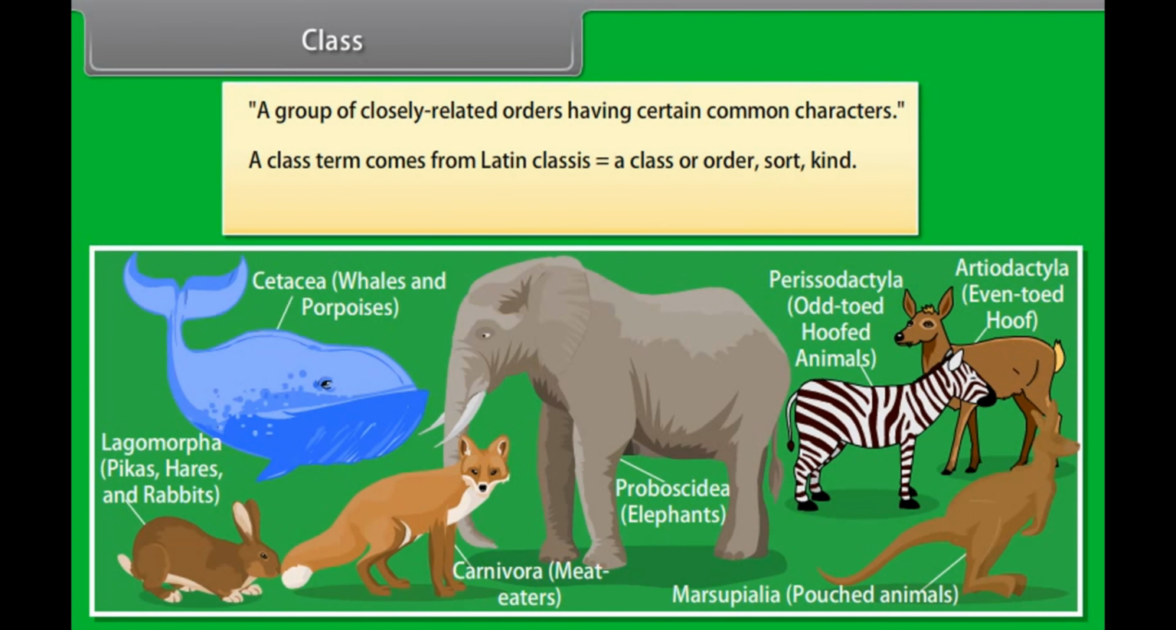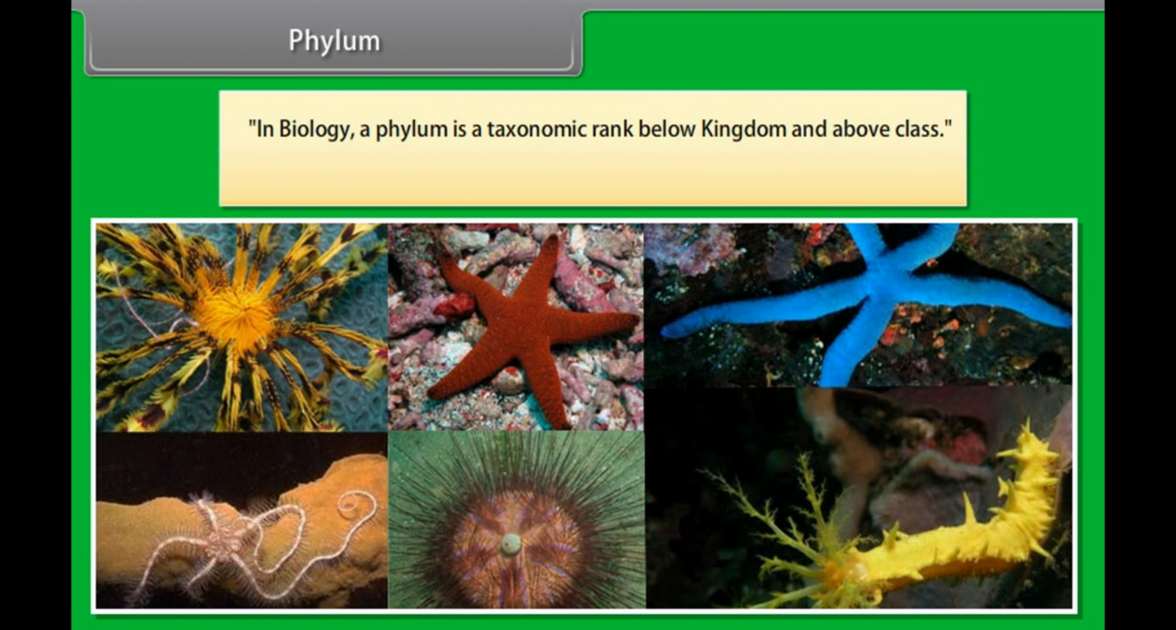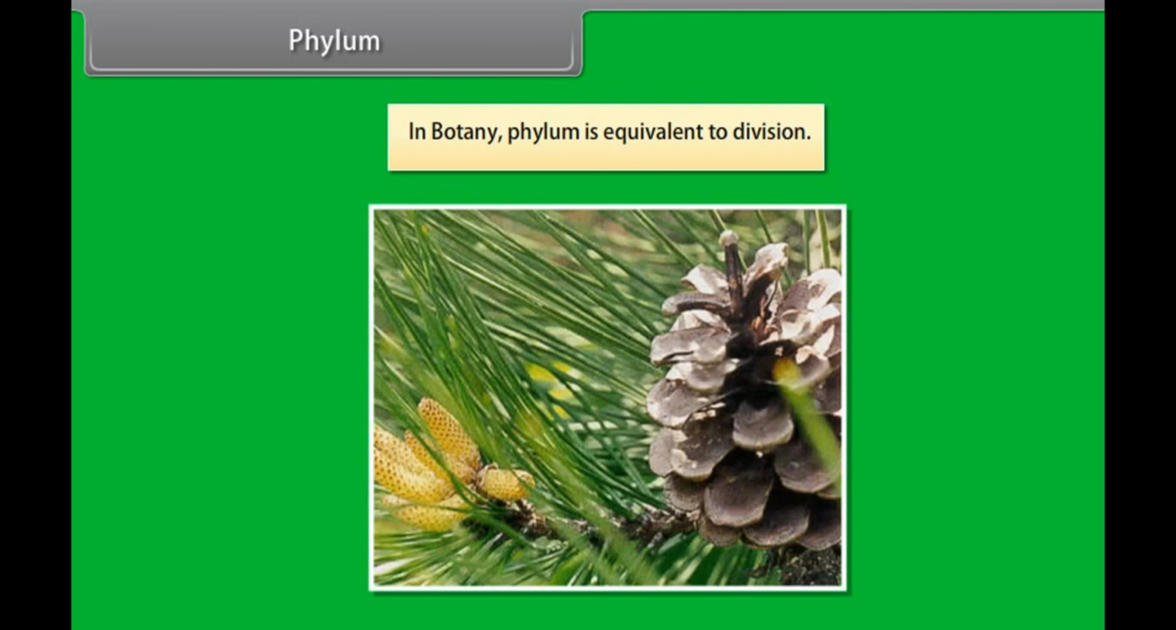The term class comes from Latin classes, a class or order, sort, kind. Example: class Mammalia. Phylum. In biology, a phylum is a taxonomic rank below kingdom and above class. A group of closely related classes having certain common characters. In botany, phylum is equivalent to division.